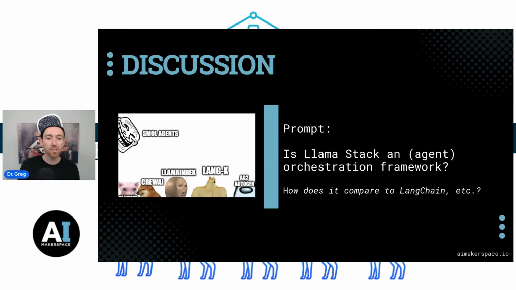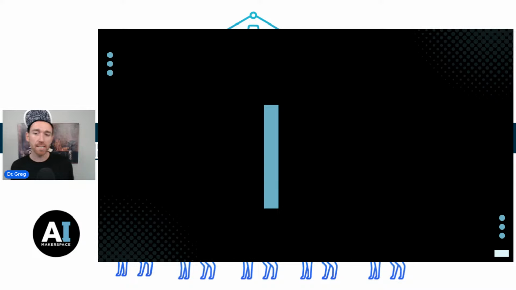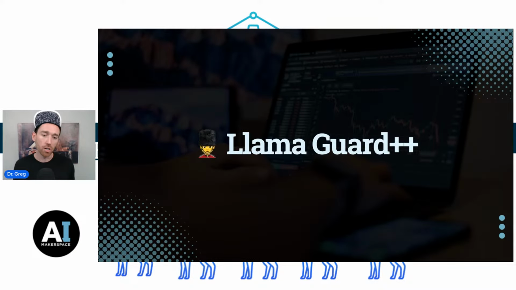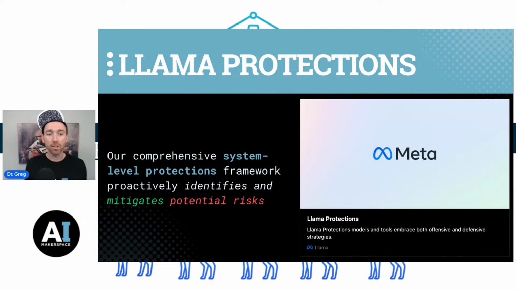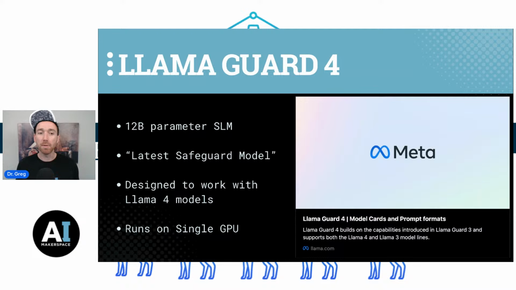We want to go from this Llama Stack idea and talk a little bit about Llama Guard. I have this as Llama Guard plus because Llama Guard is actually only one component of the way you can create guardrails. Again, we see this comprehensive system level protections. That's what it's aiming at when you use Llama Guard. We want to identify and mitigate potential risks. And of course, what do we have today? We have Llama Guard 4, because of course Llama 4 came out.